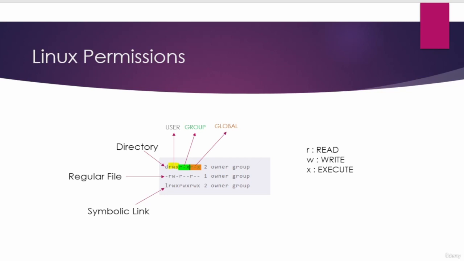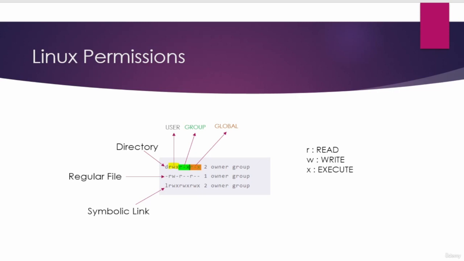Hey guys, welcome back. In this video, we're going to look at Linux permissions. There are three basic types of Linux permissions: read, write, and execute, denoted by the characters R, W, and X.